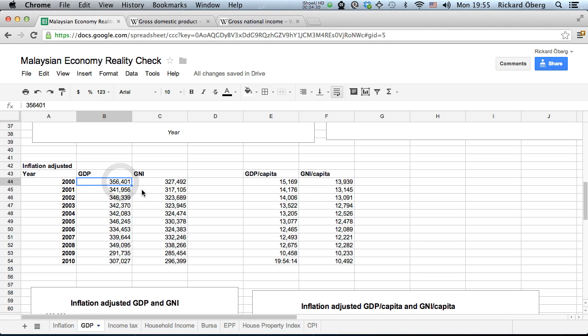If we look at the tables and look at the first and last lines, you can see that it starts at 356 billion, but it ends at 307 billion. So you can see that it's actually going down in terms of real value. Same thing with GNI, it starts at 327 and goes down to 296. And if you look at the GDP per capita, it goes from 15,000 ringgit per person per year down to 10,868. So you can already see that this is not going to be pretty.